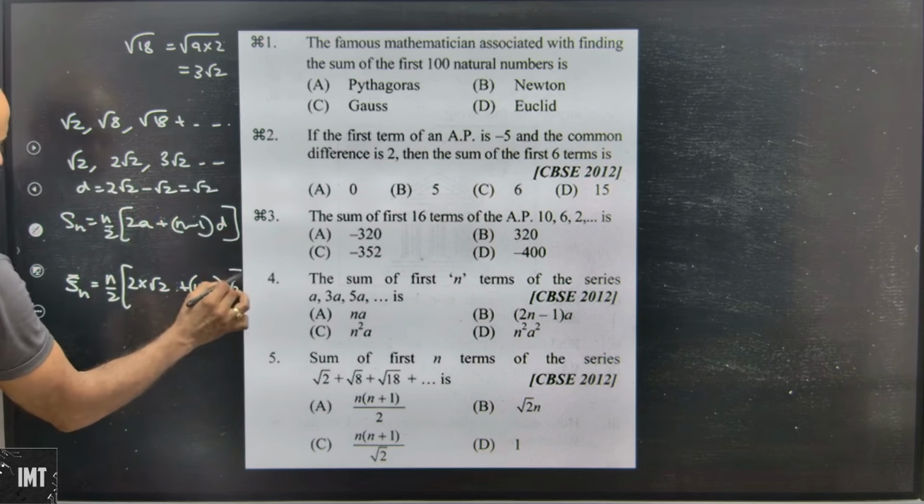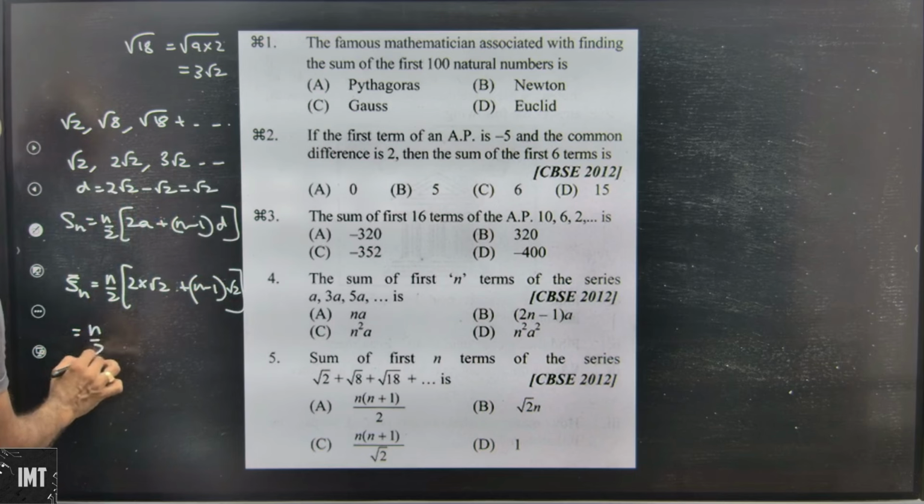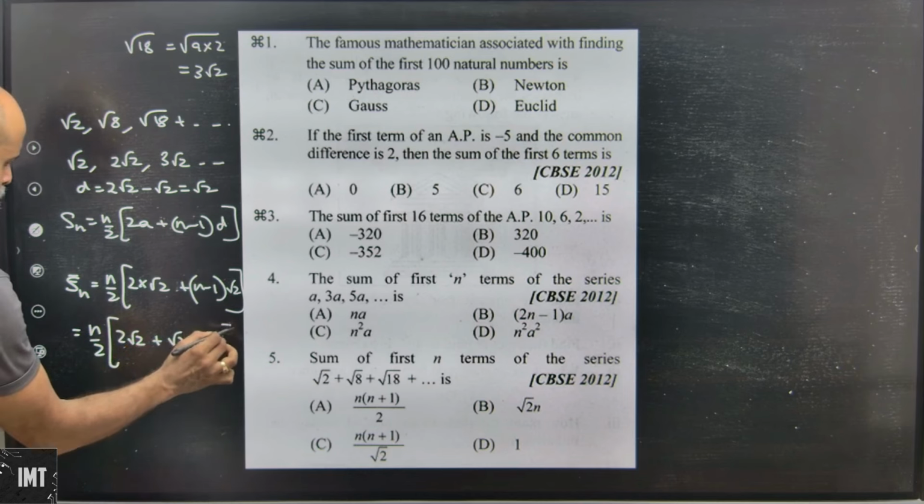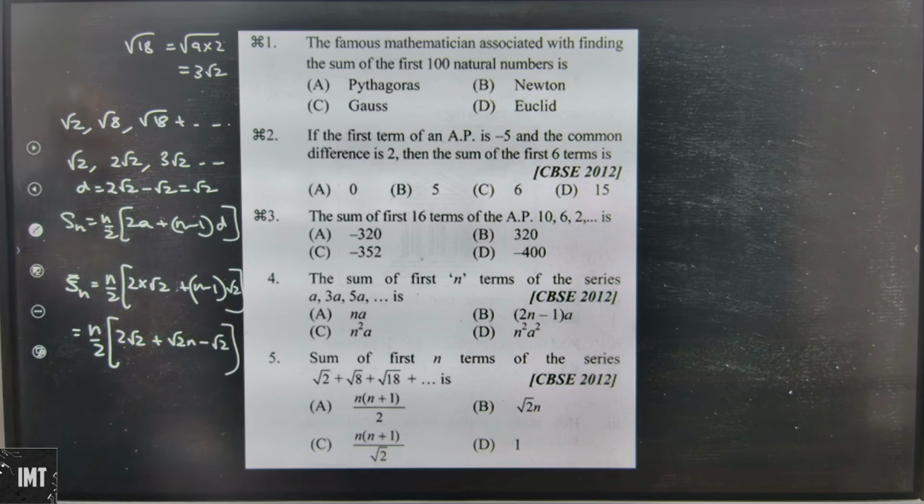This will be under root 2. This will be n by 2. This will be 2 under root 2 plus under root 2n minus under root 2. Okay, let's look at this here. Something is going wrong, it seems.